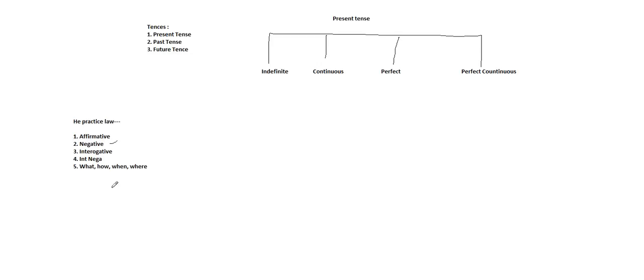And if you are using what, how, when, we can use what here. If we are using what, then it will be what does he practice in law, what is he practicing in law, what has he practiced in law, and what has he been practicing in law for 2 years. So this is all about the basic things of one sentence. I just told it in brief.